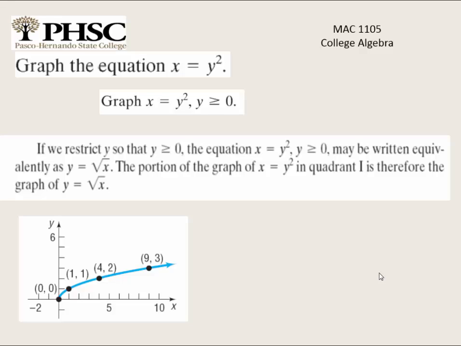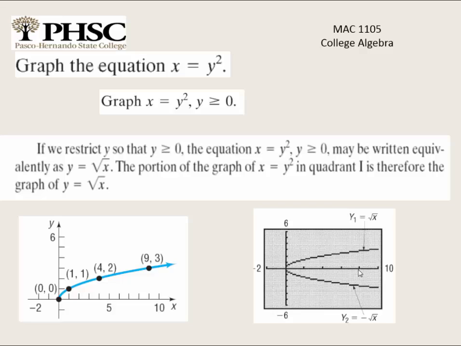But what we're going to do is only let y be greater than or equal to 0. So if we restrict y to only being 0 or positive, then the equation x equals y squared can be written as y equals the square root of x. The portion of the graph of x equals y squared that is in quadrant 1 is in fact the graph of the equation y equals the square root of x. Here we can see that the top portion is y equals the square root of x. Now the bottom portion is just y equals negative square root of x.